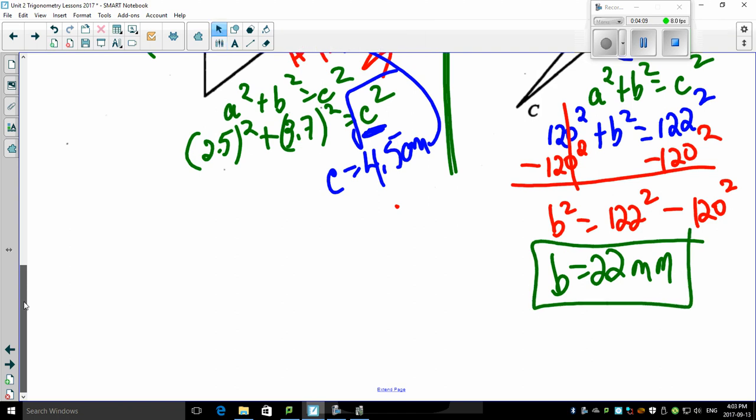We are in the next podcast going to use Pythagorean theorem to solve a triangle with angles in it. Becomes really cool.